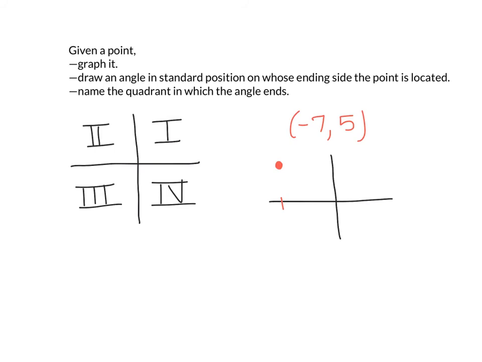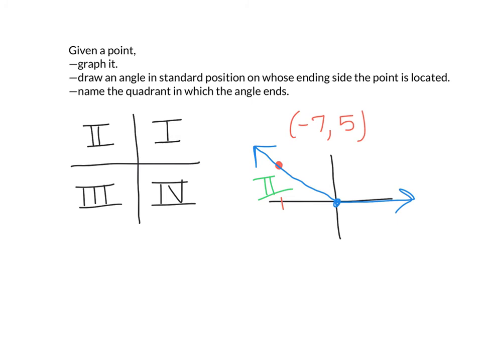We're going to draw an angle in standard position. From Algebra 2, hopefully you remember standard position starts at 0, 0, and along the positive side of the x-axis. And so if this point is on the ending side, then we would connect it right there. So that's our angle. And then we want to name the quadrant in which this angle ends. So over here, this point is located in this place here, which is quadrant 2. So our final part of our answer would be to label this as quadrant 2.